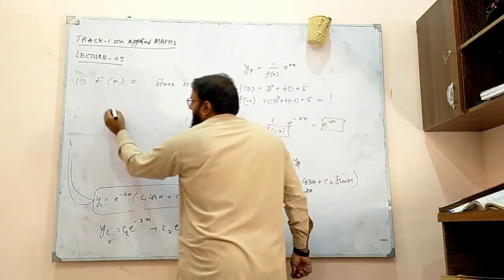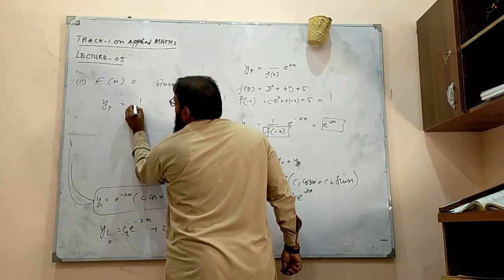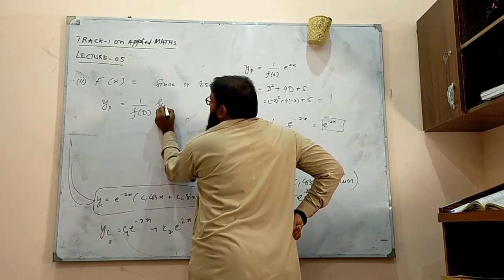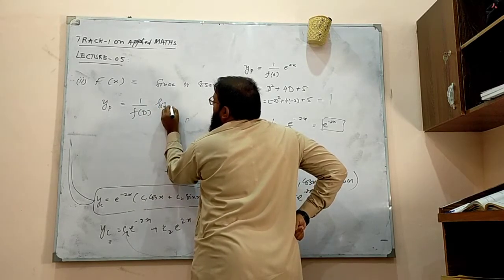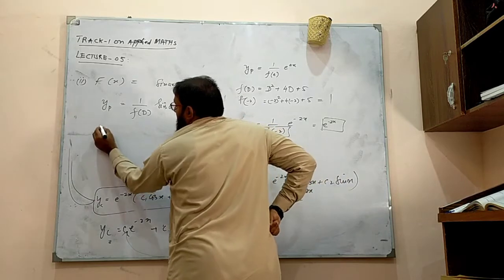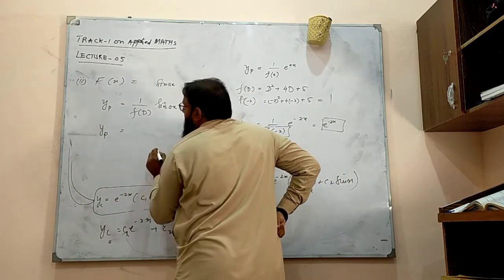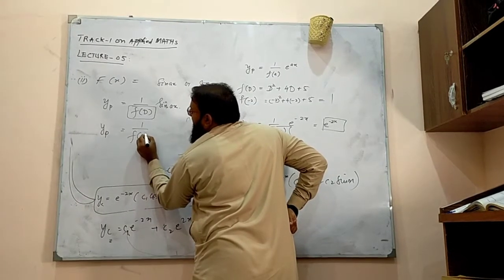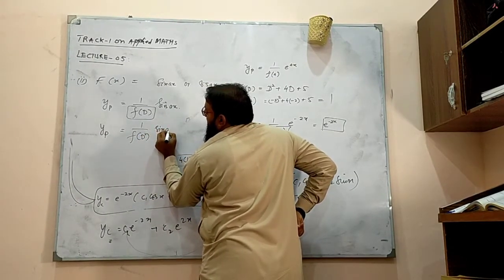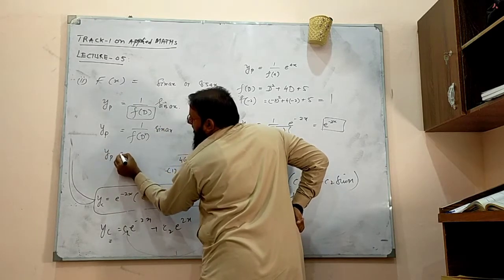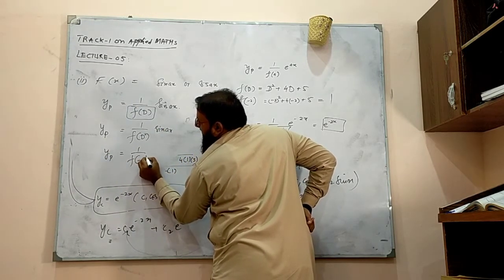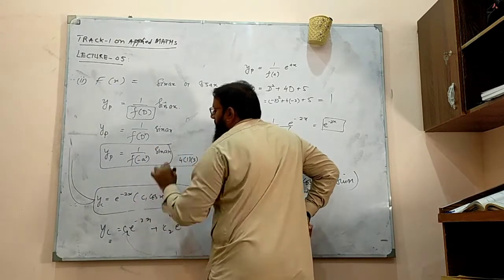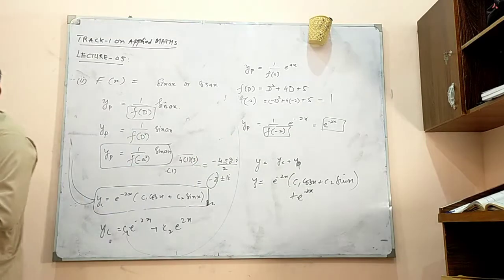So you know very well yp is simply 1 over f of d, and then you have sin ax. I am not writing cos ax because the method for both of these is the same. Then what you do, you just write your f of d in the form of d square, and you replace d square by minus a square. This is how we solve it for yp.